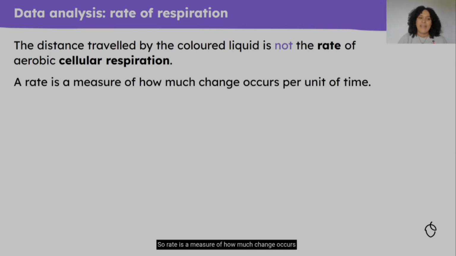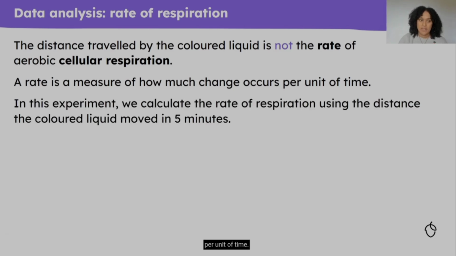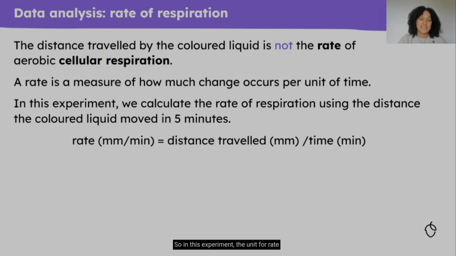So rate is a measure of how much change occurs per unit of time. So in this experiment, we calculate the rate of respiration using the distance that the coloured liquid moved in 5 minutes. That's how long the peas were left to do their thing. So in this experiment, the unit for rate is millimetres per minute, because we calculated the rate by getting the distance they travelled in millimetres divided by the time they were allowed to respire, 5 minutes.